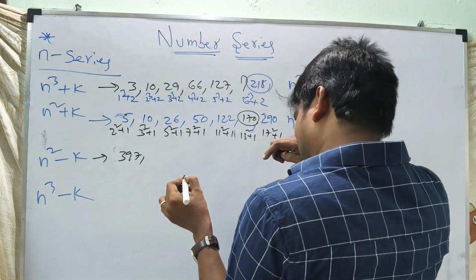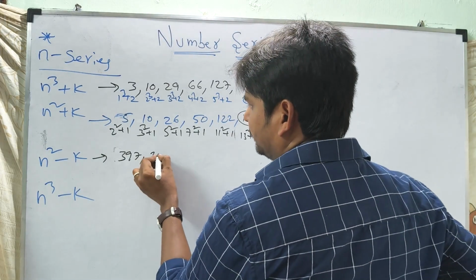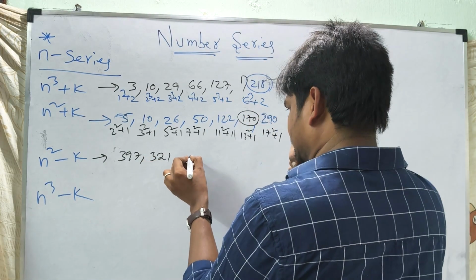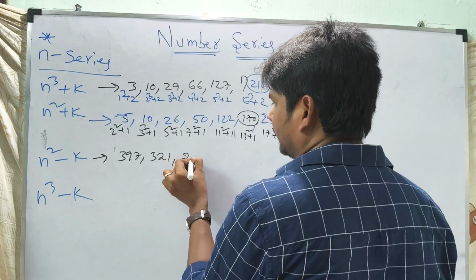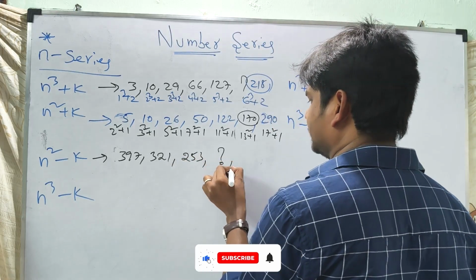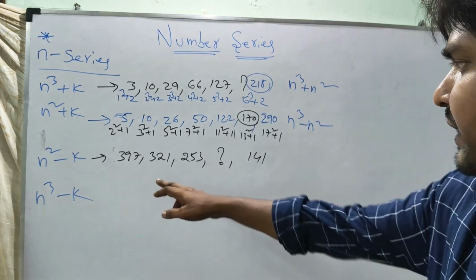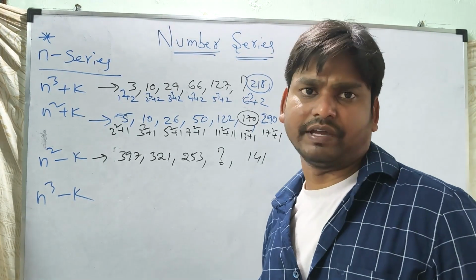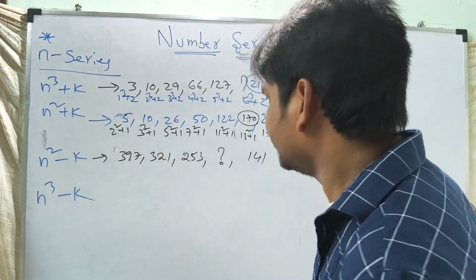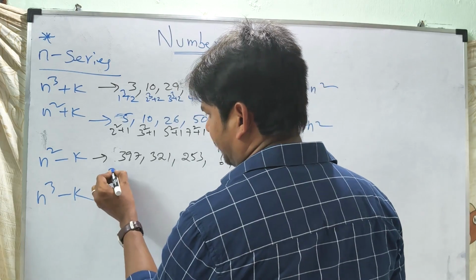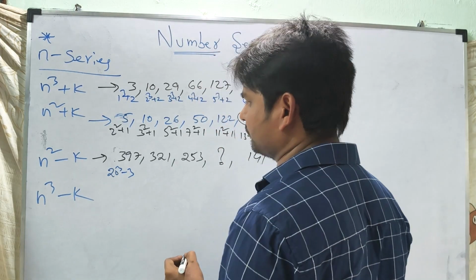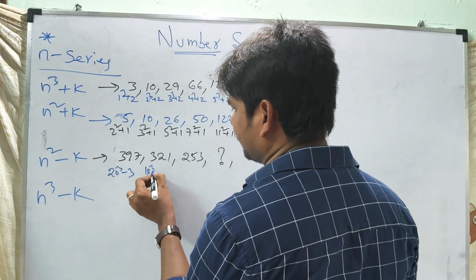397. Okay. 397. Now 321. Next here 253. What is the missing term? 141. Here see, how can we write now? Here nearest to this one is what? 20 square. Like that we have to check first of all. It is nearest to 20 square, and how much? Here 3. 20 square minus 3. This is right, 18 square minus 3.